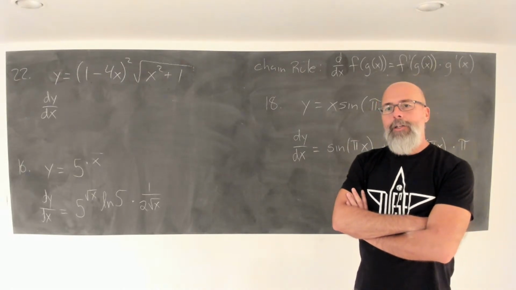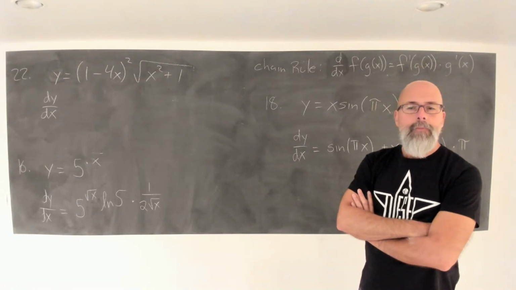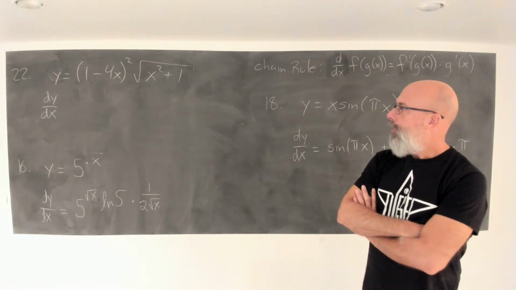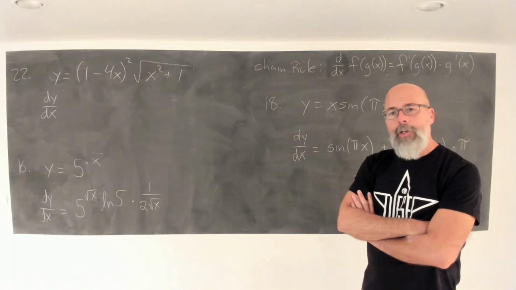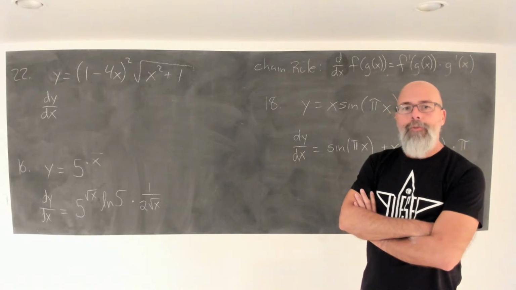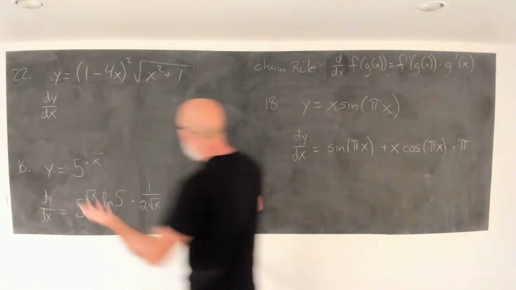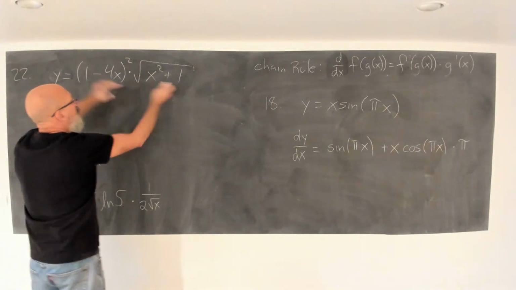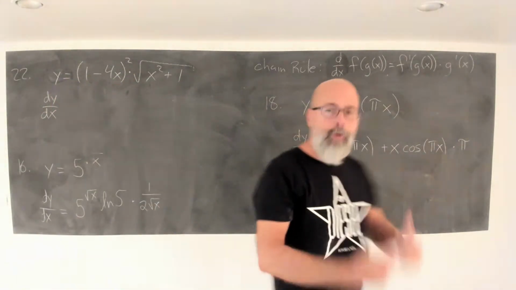So somebody's asking, chain then product, or is it the opposite? It depends. It depends on the question. You have to ask yourself, what am I looking at? What function am I working with? And here, what is that? It's this times that. So it's a product. Product rule.